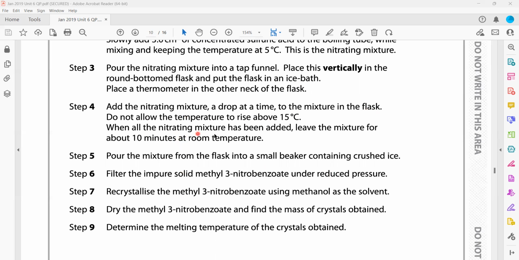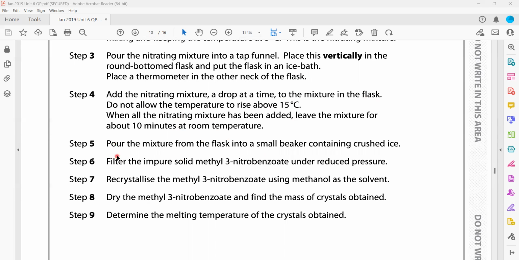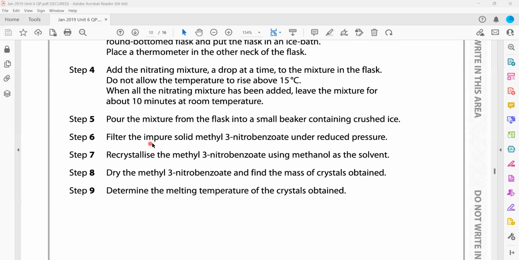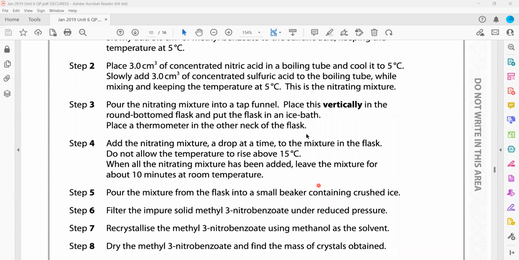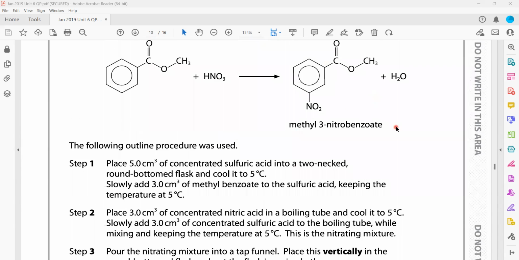When all the nitrating mixture has been added, leave the mixture for about 10 minutes. Pour the mixture from the flask into a small beaker containing crushed ice. Then filter the impure solid methyl 3-nitrobenzoate under reduced pressure. Then recrystallization happens. Then dry them. Find the mass of the crystal and determine the melting point of the crystal. So this product, the final product, is a solid.